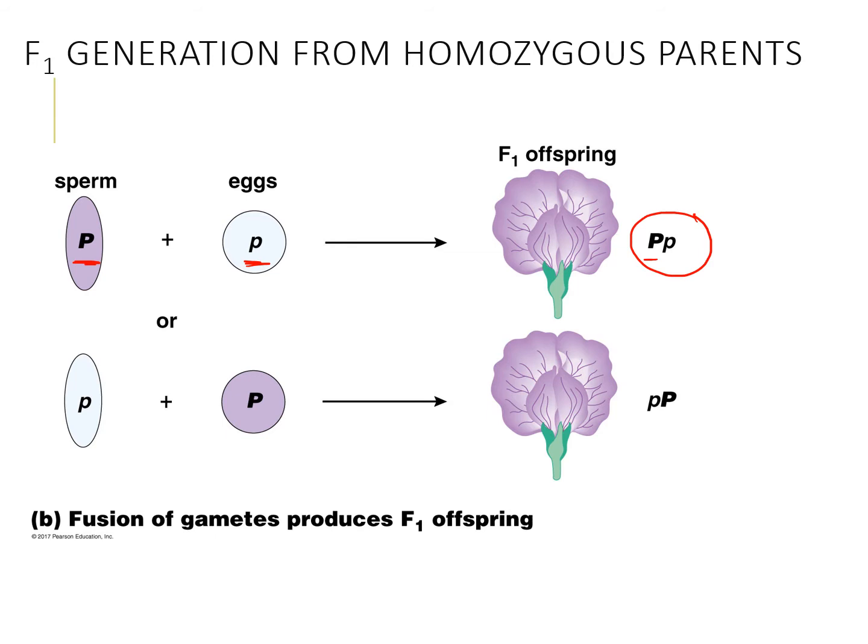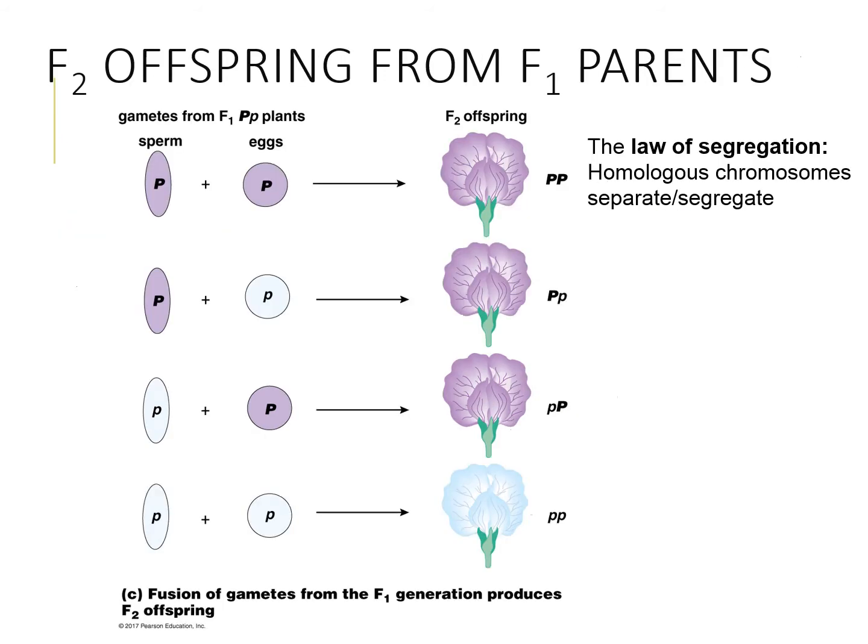The other option is this. The white plant could donate a sperm or pollen cell, and the purple plant could have the egg cell with a capital P. It's the same situation, just in reverse, a different order of heterozygote. In this case, the white plant gave a sperm cell and the purple plant gave an egg cell. But the same genotype is the result, still purple.